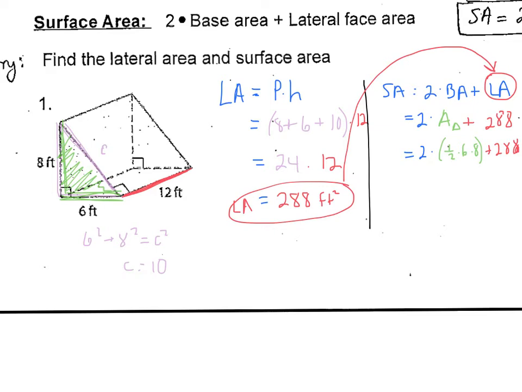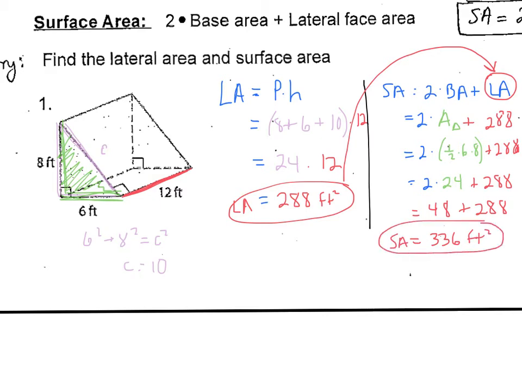I do like to go ahead and calculate the area of the triangle and then multiply by 2, and that's because when we get to volume, it's going to be helpful for us to have that area measurement. I'll show you in a second. So I'm going to go ahead and say that's 24, multiplying that times 2, plus 288 altogether. 2 times 24 is 48, plus 288. That's how I'm getting my answer of 336 square feet for the total surface area.